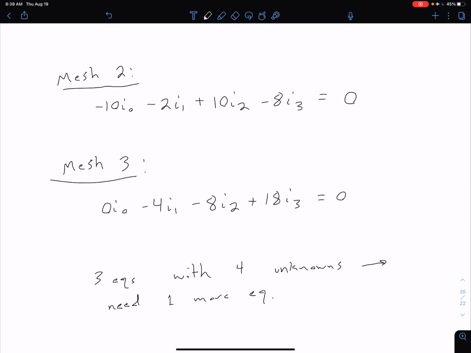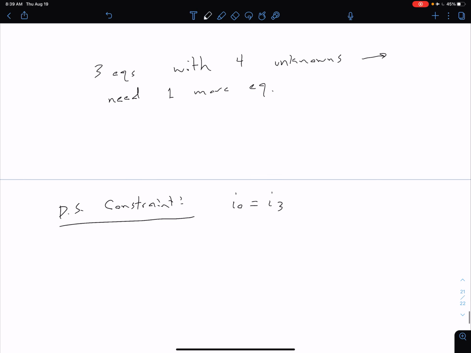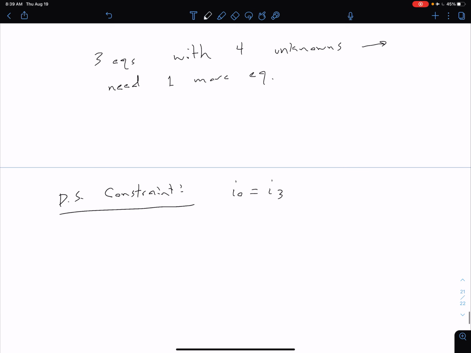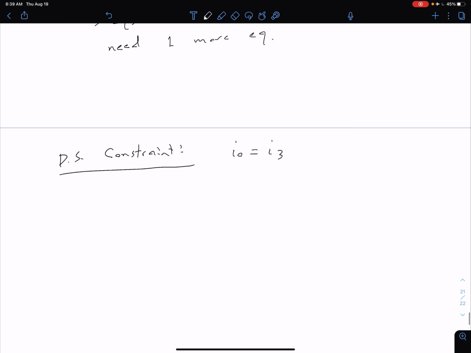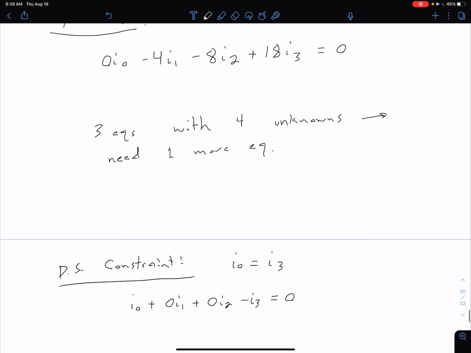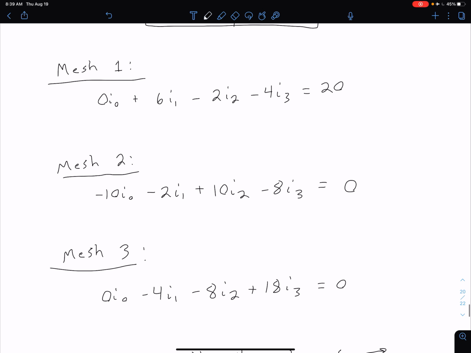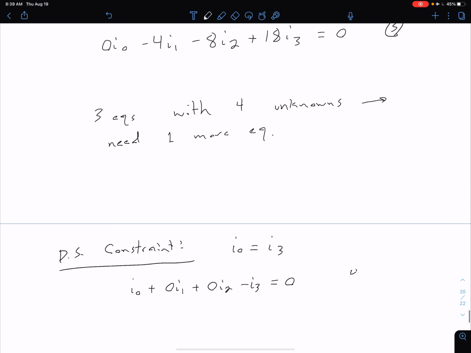What I'm going to do is leave this as 4 separate equations, just so you can see the process if that fourth equation for our dependent source constraint is a little bit more complicated. So I'm going to rearrange this. I naught plus 0 I1 plus 0 I2 minus I3 is equal to 0. Now we can take these 4 equations and label them 1, 2, 3, and 4.